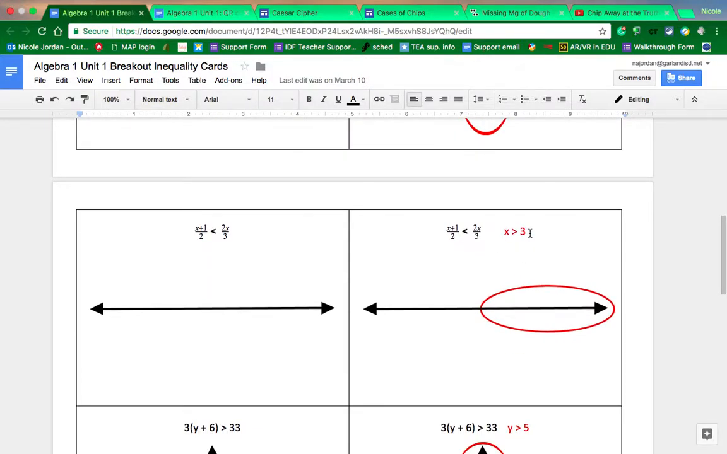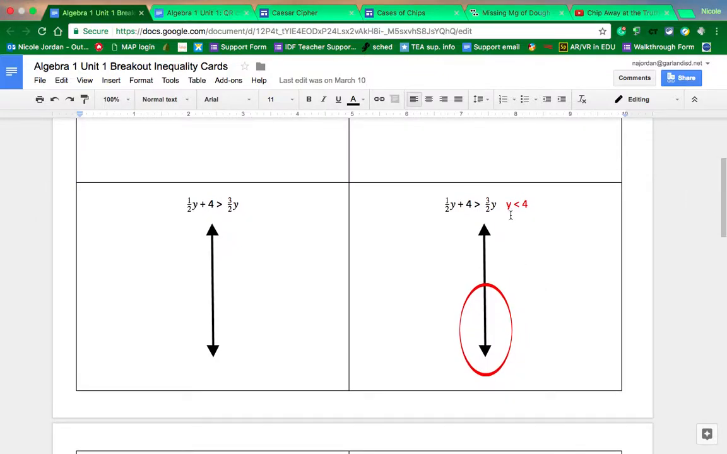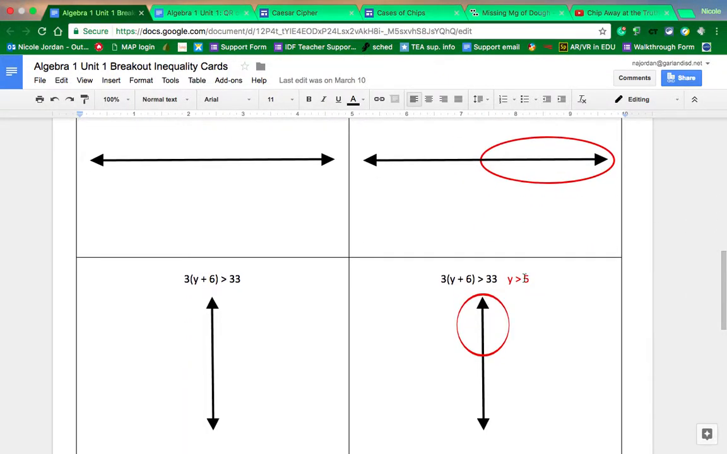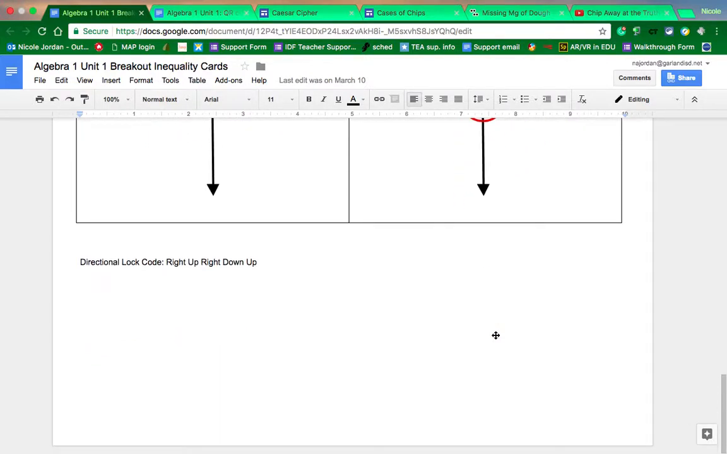So this is x is greater than 3, so the third direction is right. This is y is less than 4, so the fourth direction is down. And then y is greater than 5, so the last direction is up. So your directional lock code is right, up, right, down, up.